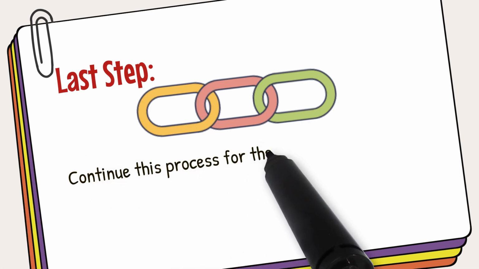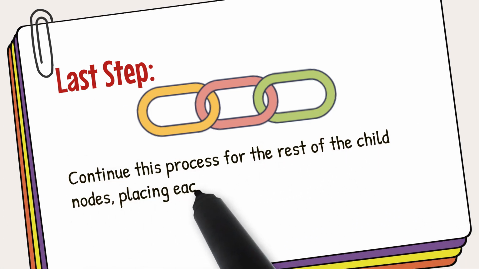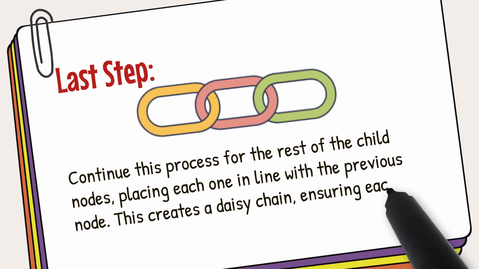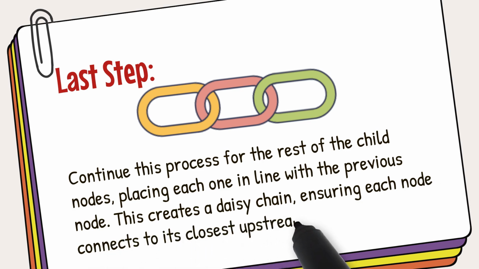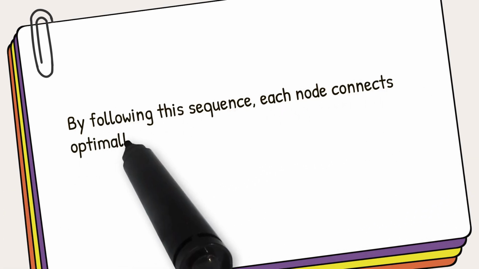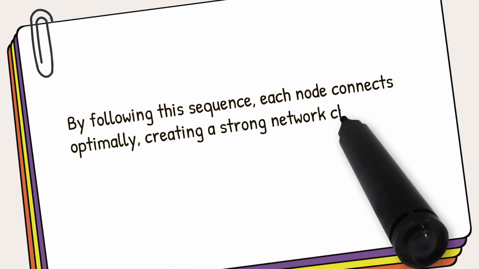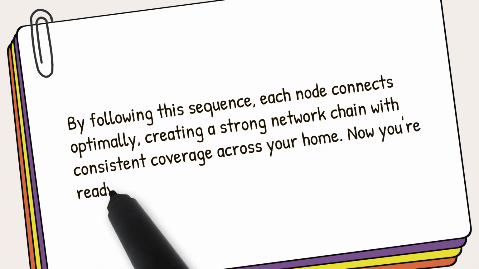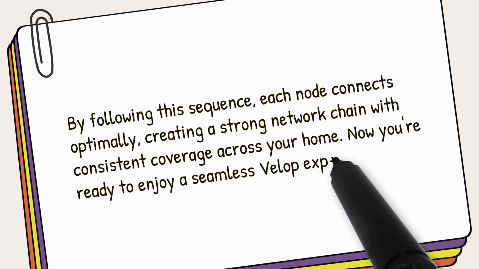Continue this process for the rest of the child nodes, placing each one in line with the previous node. This creates a daisy chain, ensuring each node connects to its closest upstream node. And there you have it. By following this boot sequence, each node connects optimally, creating a strong network chain with consistent coverage across your home. Now you're ready to enjoy a seamless mesh experience.